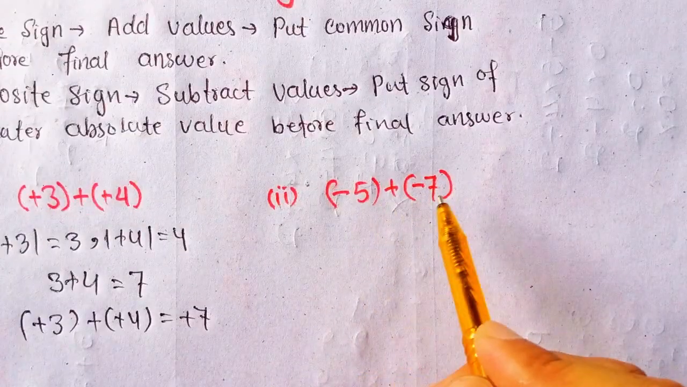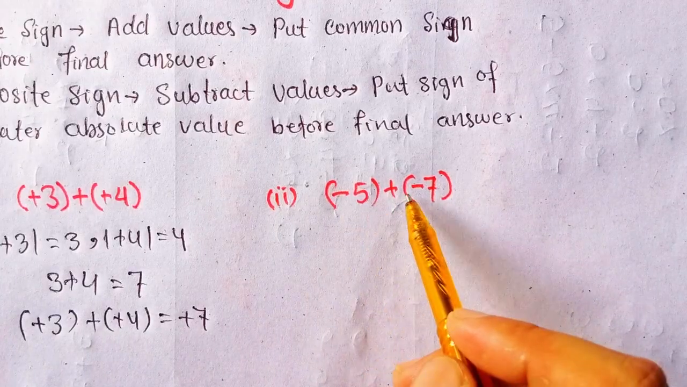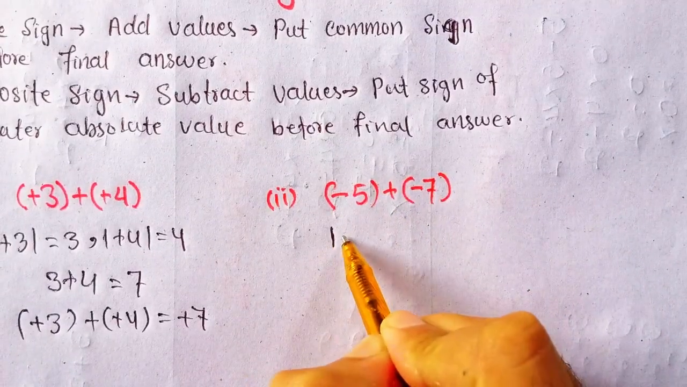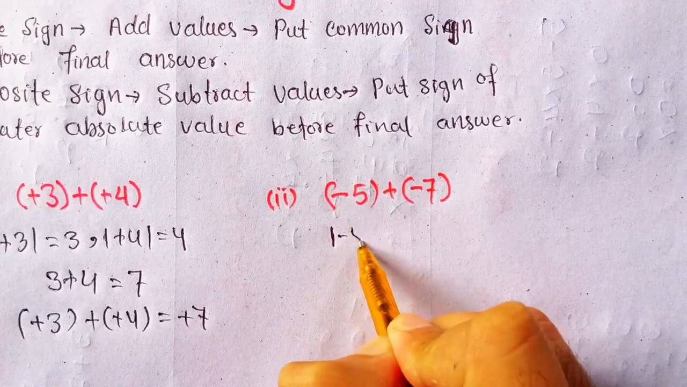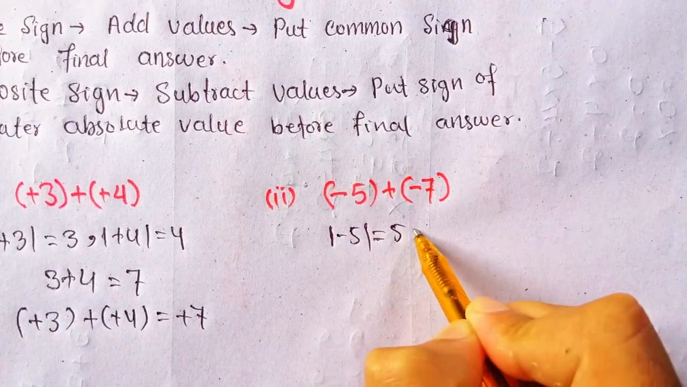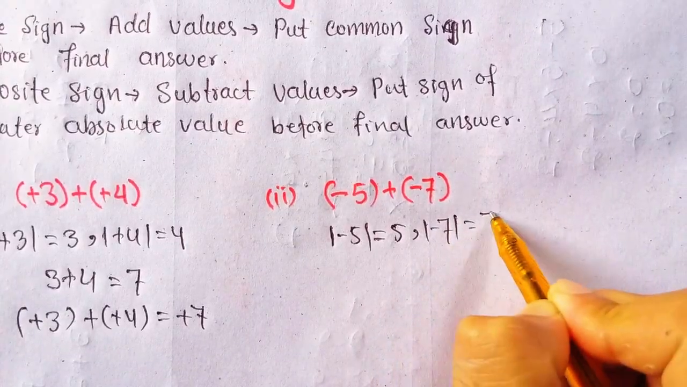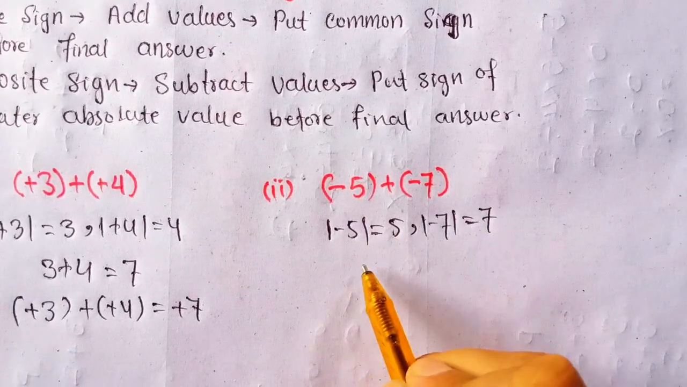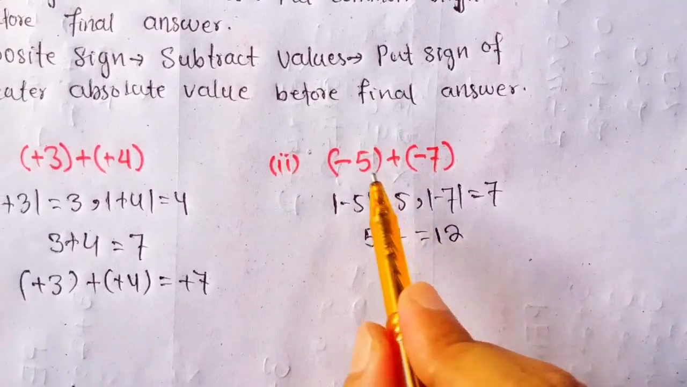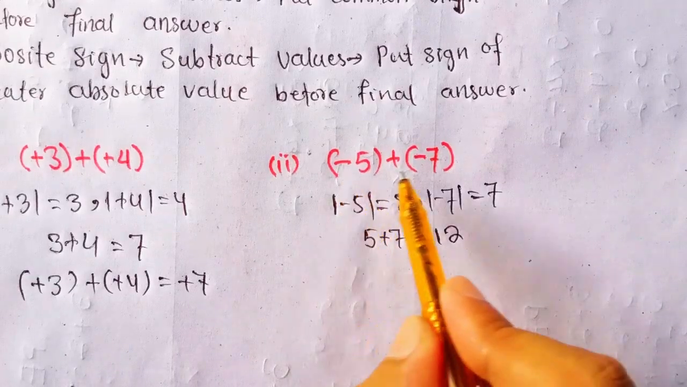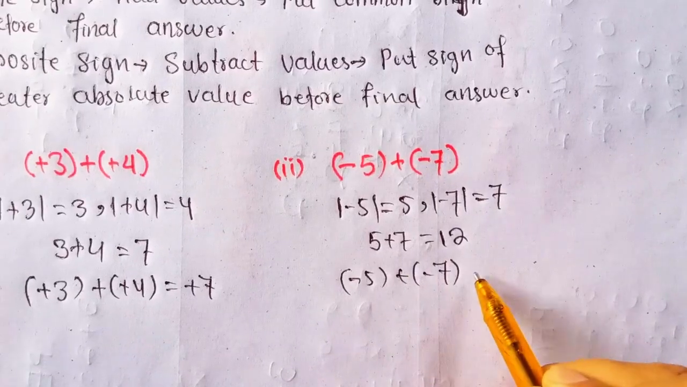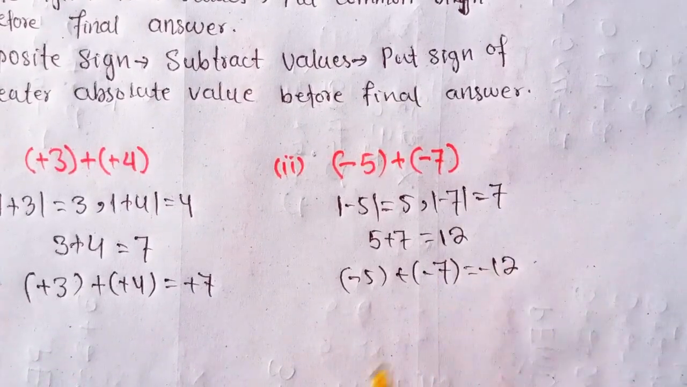Now we are going to the negative integers. Here there is negative 5 plus negative 7. According to the rule of addition of integers, first of all we will take the absolute values of the two integers. The absolute value of negative 5 is equal to 5 and the absolute value of negative 7 equals 7, right? Now we will add the absolute values: 5 plus 7 equals 12. Now we will put the common sign before the final answer. Here the common sign is negative, so negative 5 plus negative 7 equals negative 12. So this is our answer.